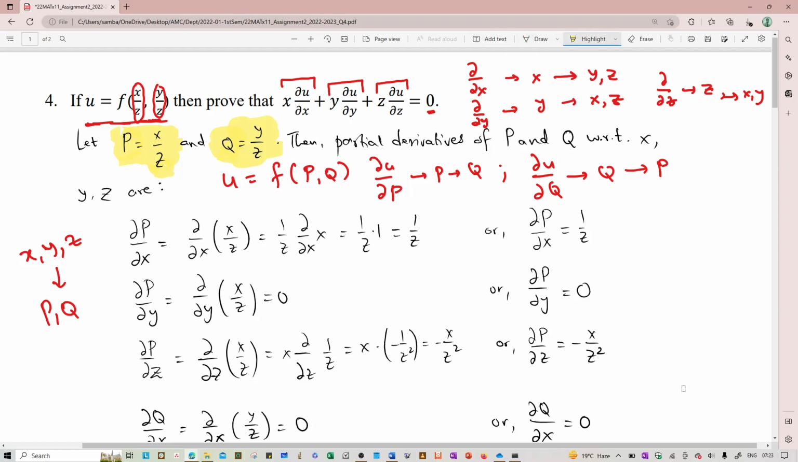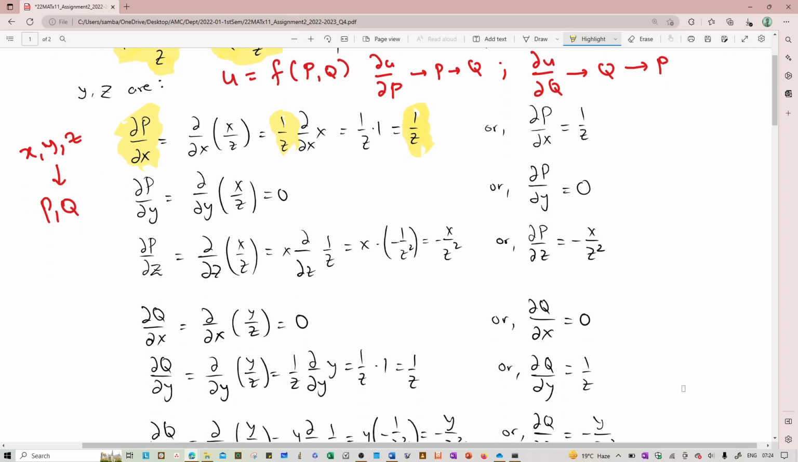And hence, we need to find out what dou p by dou x is. And here z is a constant term, so dou p by dou x becomes equal to 1 by z, 1 over z. Next, dou p by dou y: when you're finding the partial derivative of p with respect to y, x and z both are constants, so x by z is also a constant, and we get 0. Dou p by dou z: in this case, x is a constant, which comes outside the differentiation, and we get negative x upon z square.